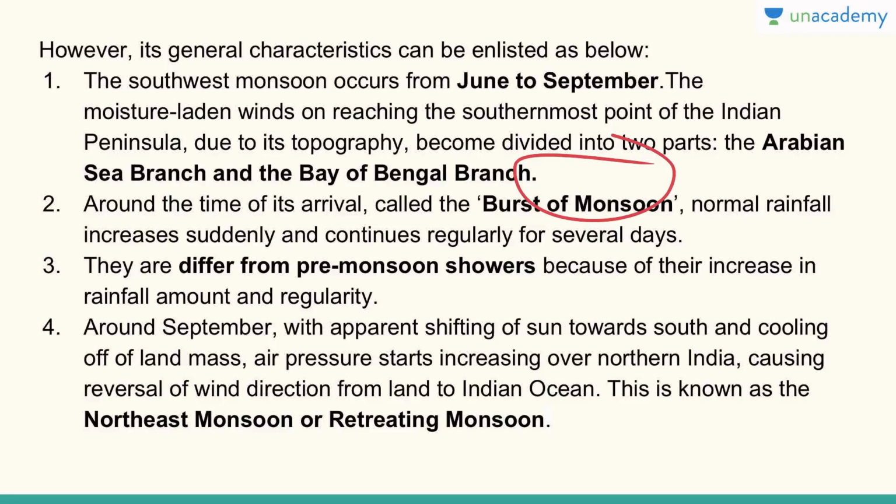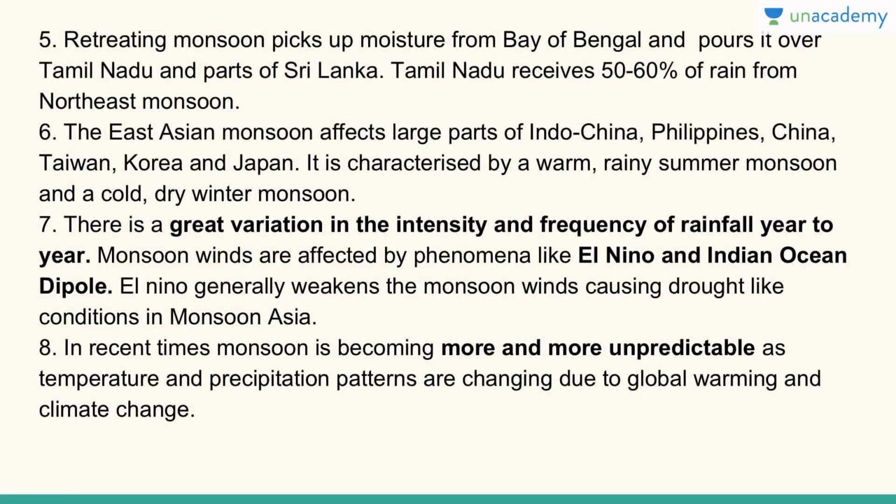Around September, with the apparent shifting of the sun towards the south and cooling off of the landmass, air pressure starts increasing over North India. It causes reversal of wind direction, and they are called the northeast monsoon or retreating monsoon, and they give a lot of rain to Tamil Nadu. Majority of Tamil Nadu's rainfall happens through it. Tamil Nadu receives 50 to 60% of its rainfall through it, and even Sri Lanka receives rain through it. And the East Asian monsoon affects a large part of Indochina, Philippines, China, Taiwan, Korea and Japan.